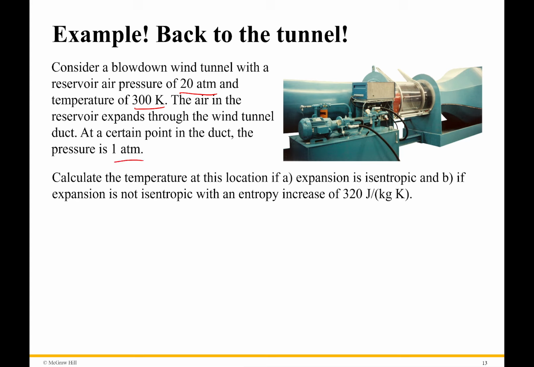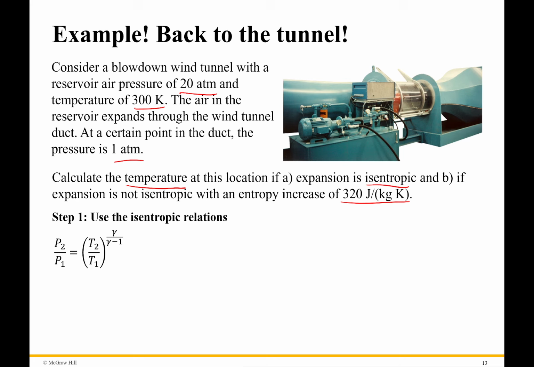So what we want to figure out is two things. One, what is the temperature at this location if it was isentropic, or if it wasn't isentropic and we had an entropy increase of about 320 joules per kilogram Kelvin. So first one we use our isentropic relations, the second one we just use our basic entropy relations. It's not going to be hard, it's kind of a plug and chug problem, but it's very interesting what we find out. Okay, so first off, let's use our isentropic relations.